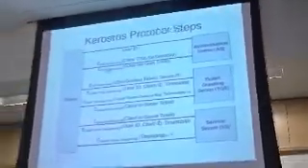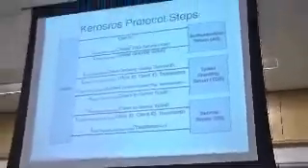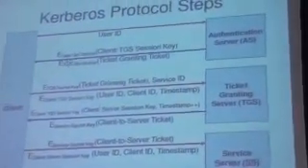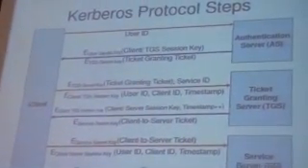If you notice here, the authentication server sends two things. It sends the client TGS session key encrypted with this user secret key, and it sends this ticket granting ticket encrypted with this TGS secret key. So these are two things, right? Let's see them one by one.